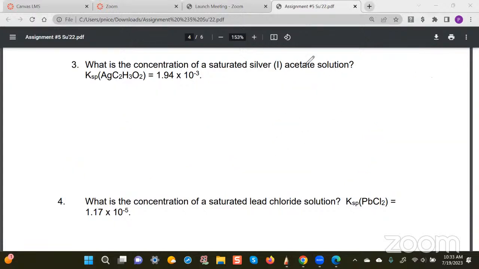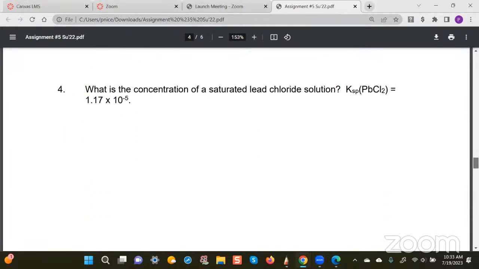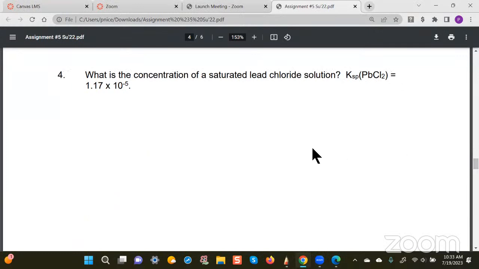All right, so scrolling down now, the next question is actually asking you to do the opposite of what you did before. Of course, the numbers will be different because we're dealing with a different compound. Oh, no, it's asking for the same thing, the concentration, but things will be a bit different because you're dealing with a different compound.